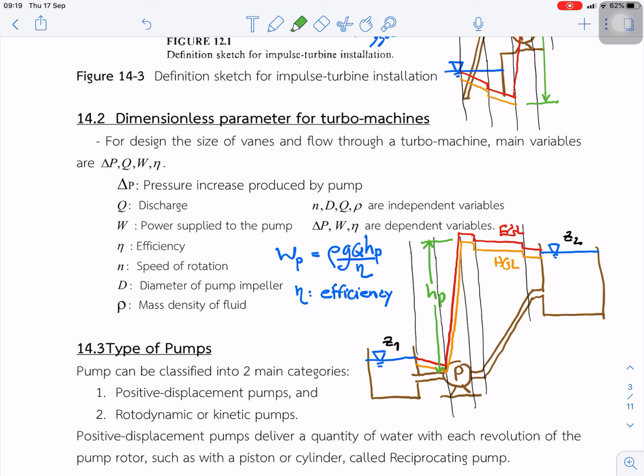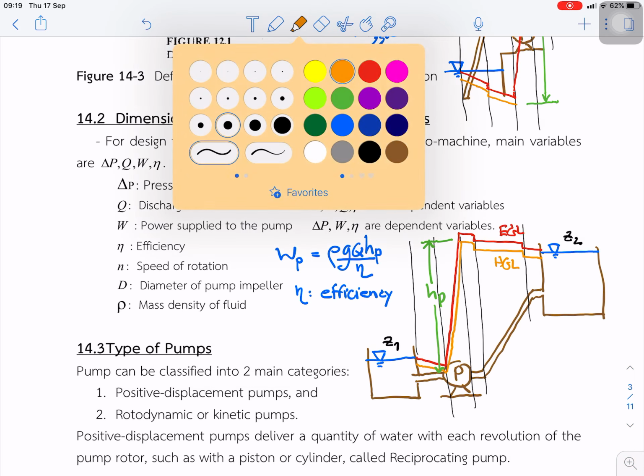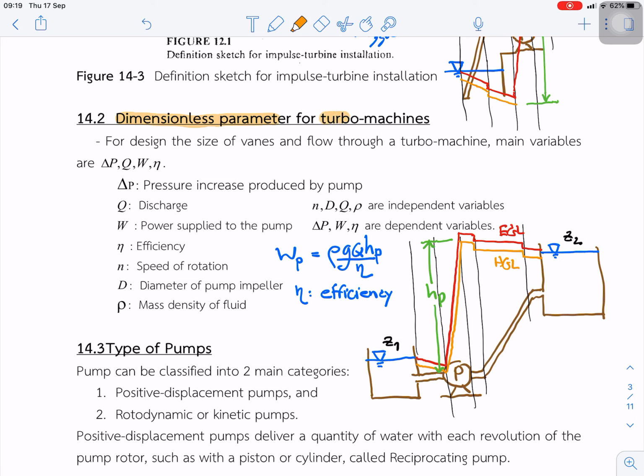Next topic is the dimensionless parameter for turbo machines, including pumps and turbines. For design, the size of the vane and flow through the turbo machine, the main variables are delta P, Q, W, and N. So delta P is the pressure increase produced by the pump.